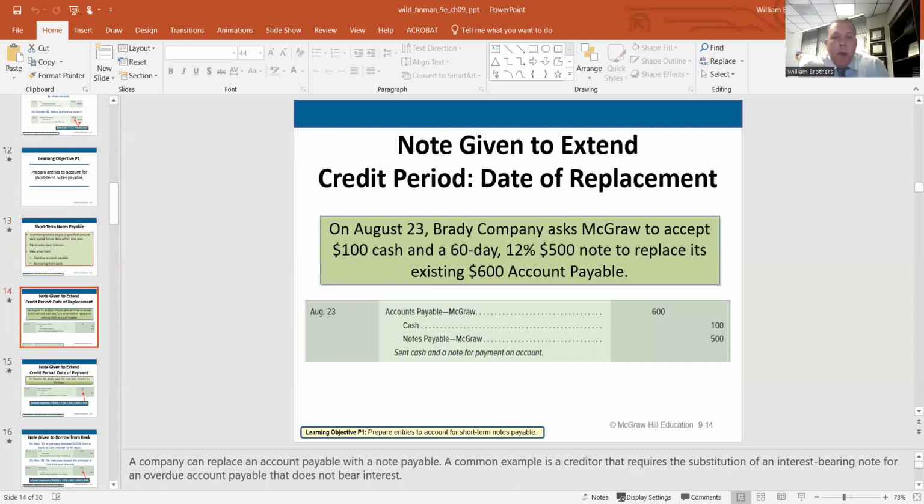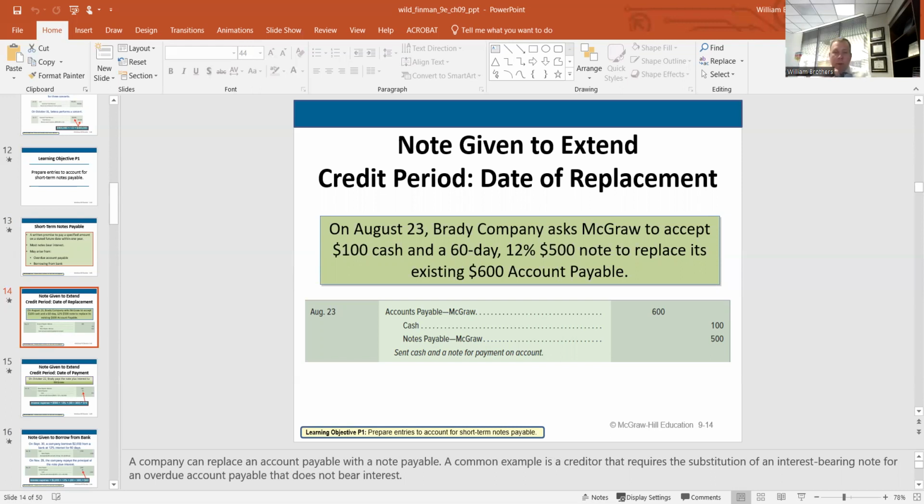So we have an example here. On August 31st, Brady Company asked McGraw to accept $100 cash and a 60-day 12% $500 note to replace its existing account payable. So at that point in time, you had an account payable that has now been paid up essentially with cash of $100. And so the other side of that is a note payable that is going to be interest bearing. At that point in time, the account payable originally had a $600 credit. It now has a $600 debit, so it is off the books at this point in time. What has been replaced is a reduction in cash of $100, and we now have incurred a note payable of $500.